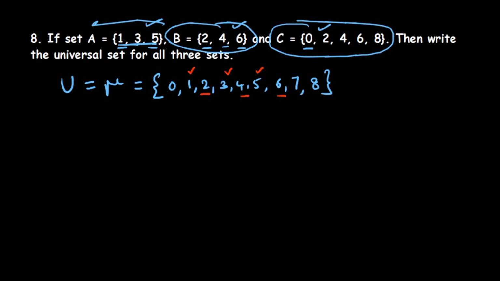And C, you can observe 0, 2, 4, 6, 8. Yes, here we have 0, 2, 4, 6, 8. So these three sets are subsets of this universal set. Okay, so this is the model to write. You can observe in the three sets what their elements are. So all together you can note down, then you will get the universal set.